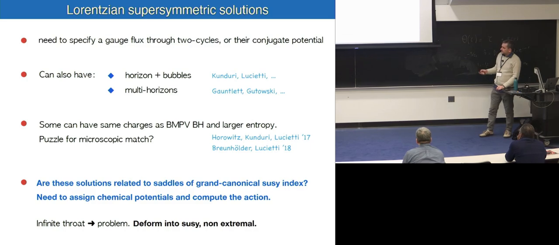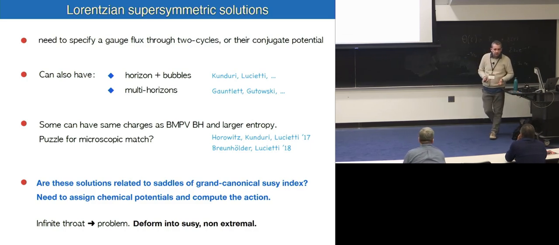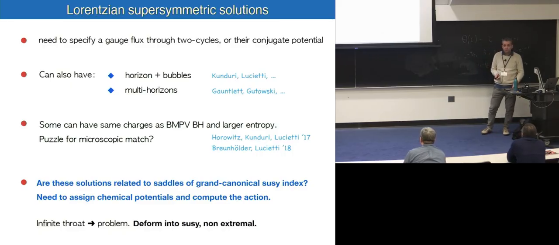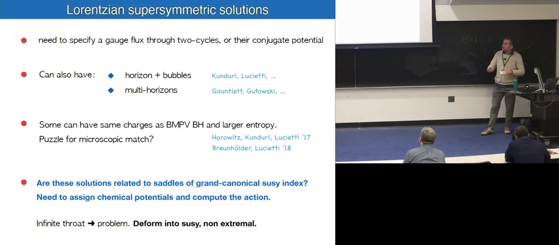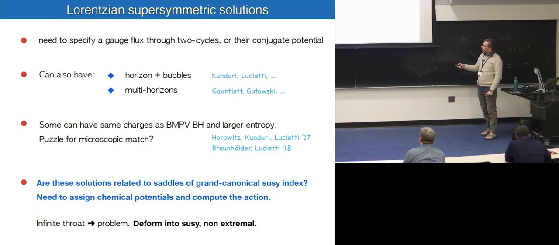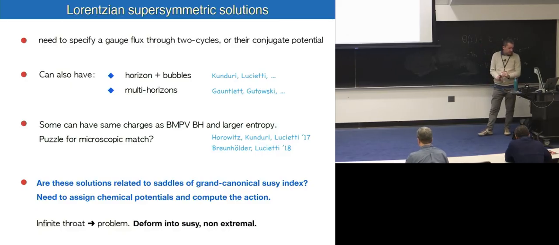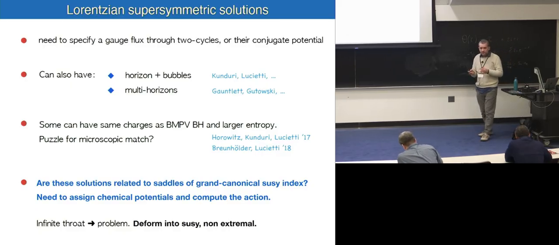Again, let me emphasize that these solutions may play a role in the microstate counting, because some of them can have the same charges as the BMPV black hole and a larger entropy, so they may dominate the microcanonical ensemble if they contribute at all. And so this may be a puzzle for some microscopic match, as it was emphasized in these papers. However, the scope of this talk is to consider saddles of this grand canonical supersymmetric index.